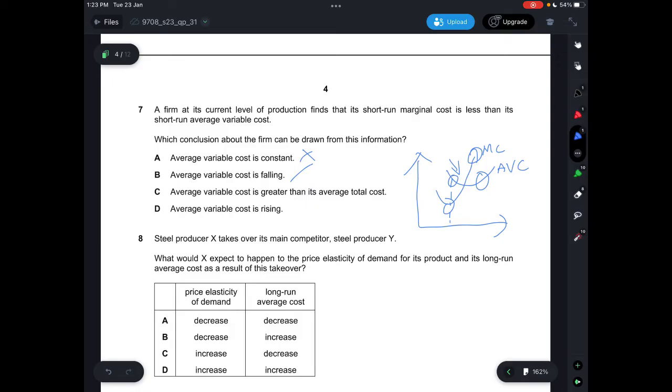Your average total cost would have to be higher than your average variable cost. And then it says average variable cost is rising, which is incorrect because like I mentioned, if the average variable cost is rising, your MC curve will have to be higher than your AVC curve, which is shown on this diagram here. So answer is B.